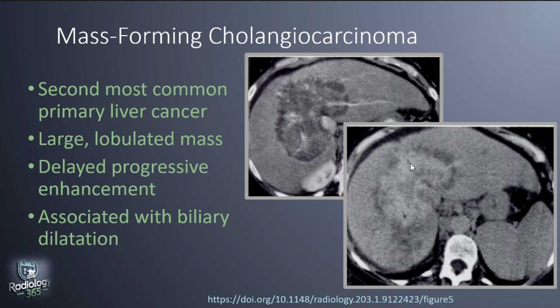And on the second image, 12 minutes post-contrast administration, we see delayed heterogeneous retention of contrast material within the tumor, which is markedly hyperattenuating. That's its attenuation is even higher than the attenuation of the blood vessels. This was a case of a mass-forming cholangiocarcinoma.